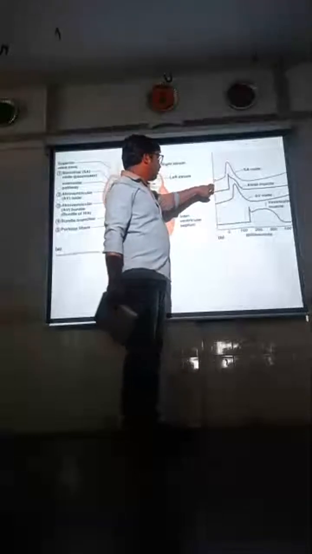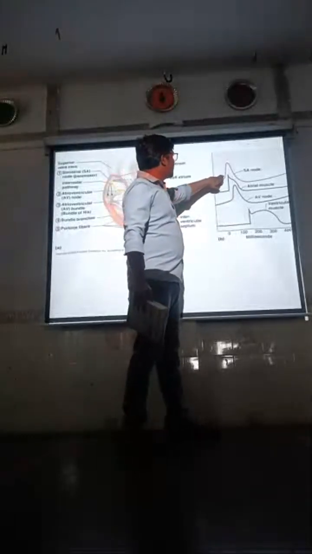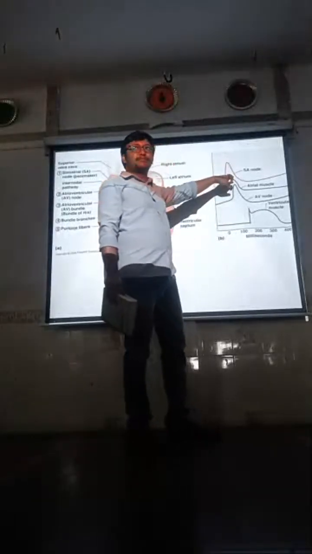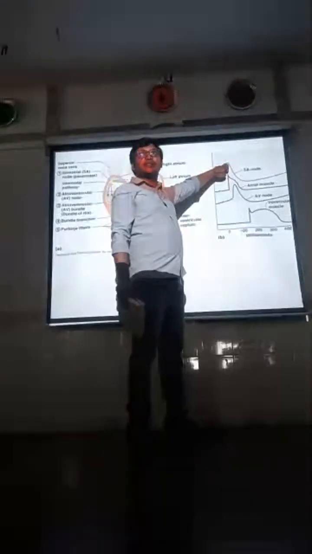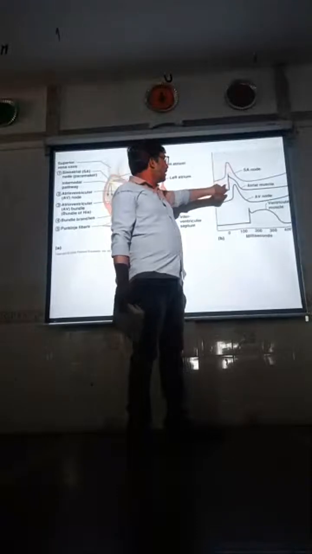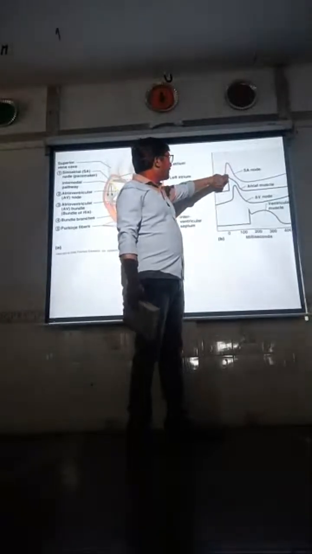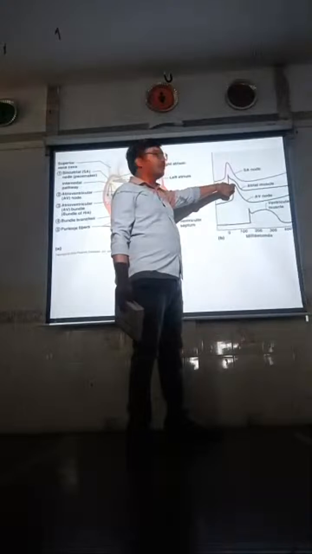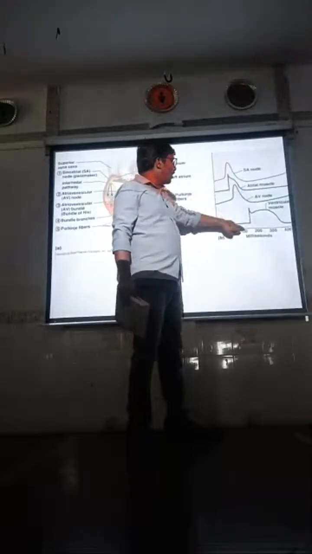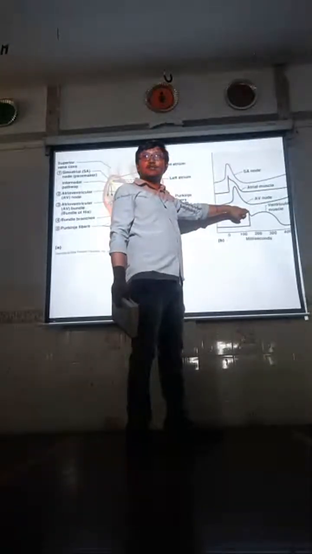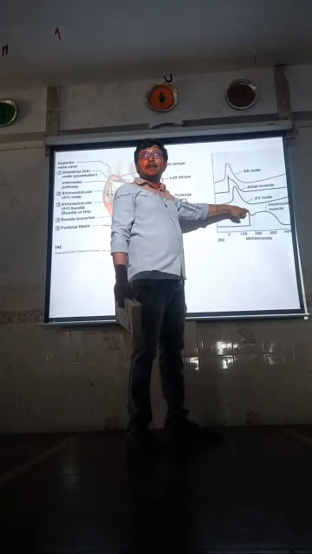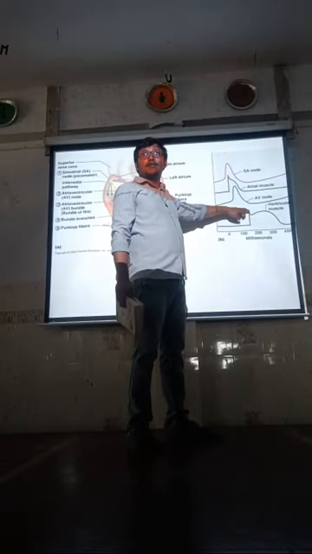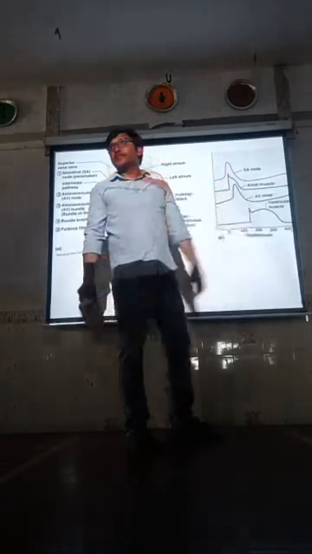Now, if you see this particular SA node, where it is being activated: 0.1 second, 0.01 second, 0.25 seconds, 0.50 seconds, 1.5 seconds. All these are what? Milliseconds. So exactly what are these milliseconds?